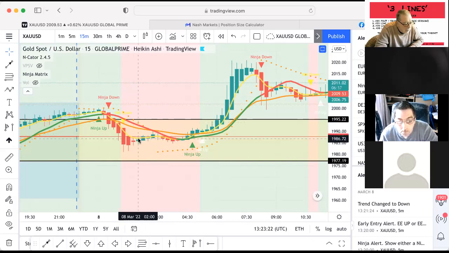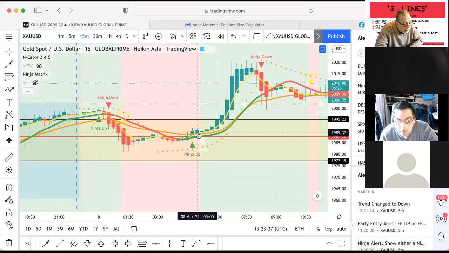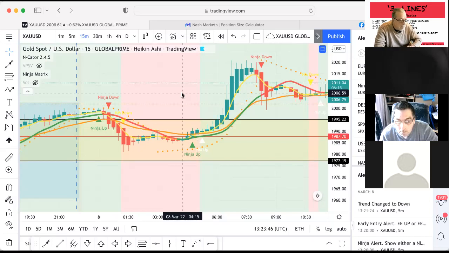The problem I have with trusting the matrix absolutely is that, and here's a good example, you got some pips on the way down, but if you stayed with the matrix, if you stayed in until the matrix changed, you were going to be back up where you started, or just about where you started. So you wouldn't have lost any pips, but you wouldn't have gained any either.